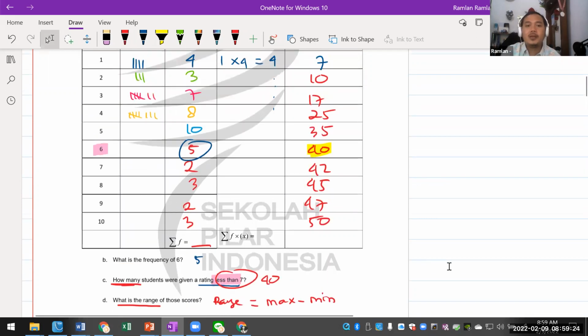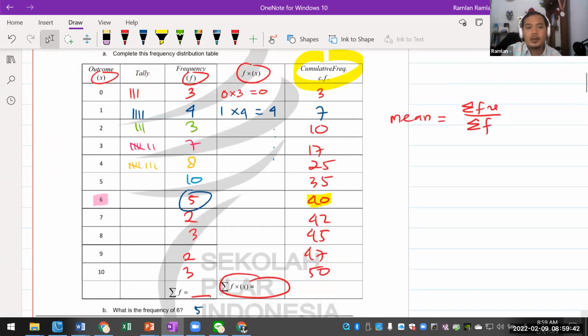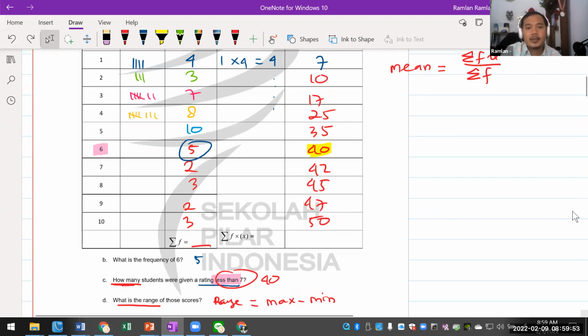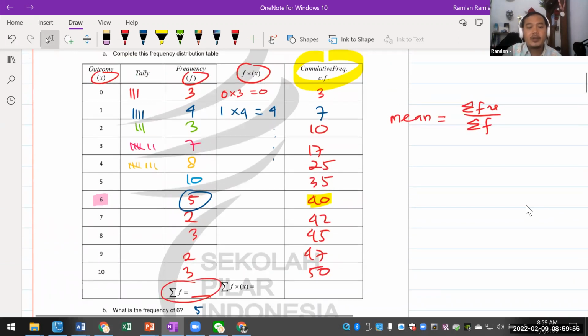So for the mean, I'm going to write down the formula for you guys. Remember the mean is sigma fx divided by sigma f, right? You get the sigma fx from here by adding all of the results of the multiplication of x and f, which is like 0 plus 4 and so on. And sigma f is this one over here. It's just the total frequency. You add all of these numbers together until you get here, and then you'll get the total frequency, and you just calculate that.